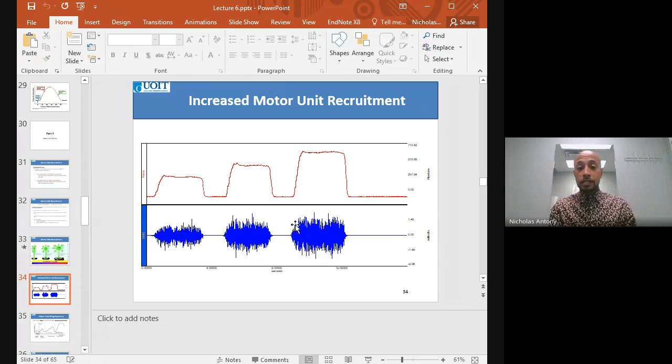And what you notice is that it's not just one bump. Look at all the little blips. It's where we're activating motor units off and on, off and on, off and on cyclically.